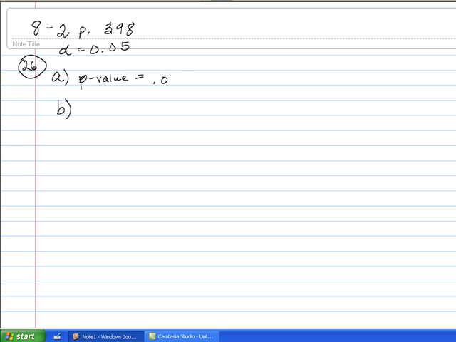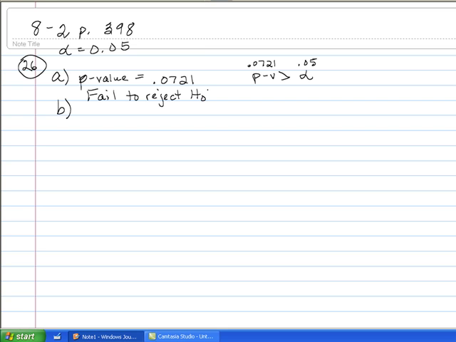equals 0.0721, the p-value is less than the value of the significance level, which is alpha. 0.07 actually is greater than, okay, this is 0.0721, this is 0.05, so that means we're going to fail to reject the null hypothesis.